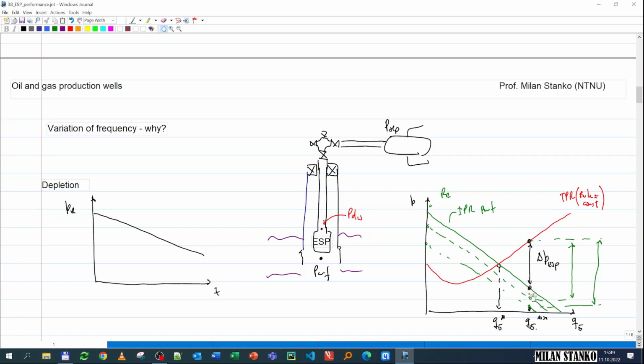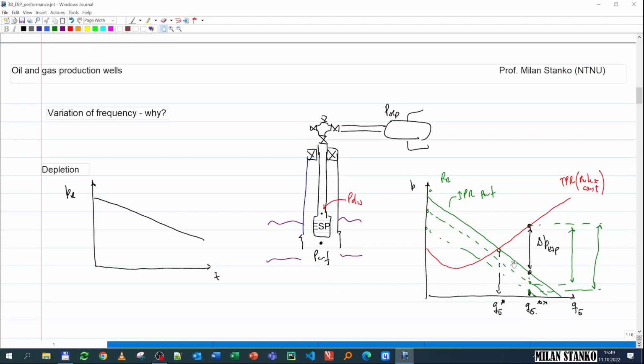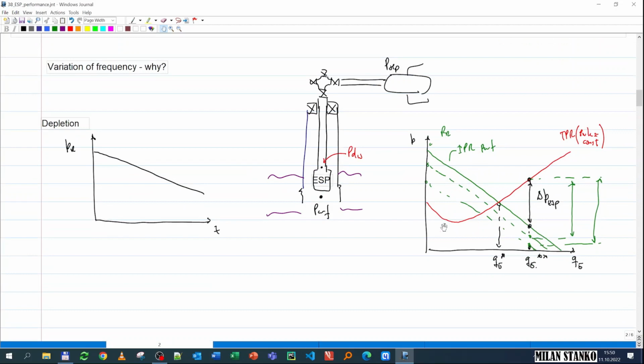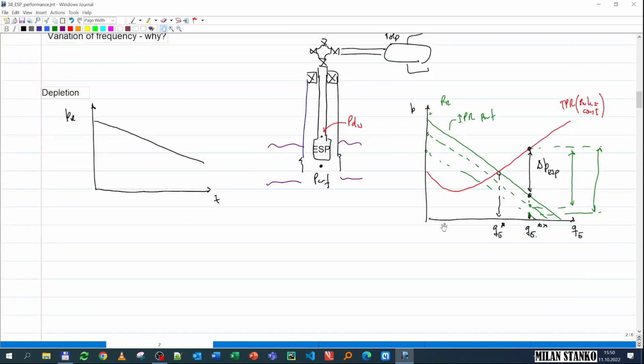So you see that this is the rate at which the system will operate if you had no pump. But if you want to produce a higher rate, then you have to apply this delta P through the pump. Typically, when we have depletion, the IPR is being scaled down, and because of that, the delta P of the pump usually has to increase if I have no pressure maintenance measure, if the reservoir pressure is reducing, like is shown on that chart.